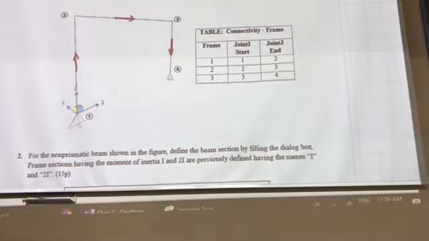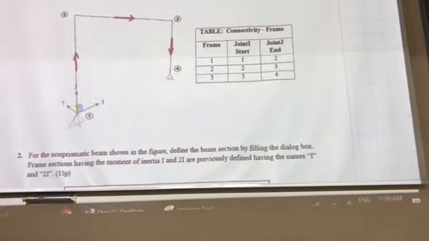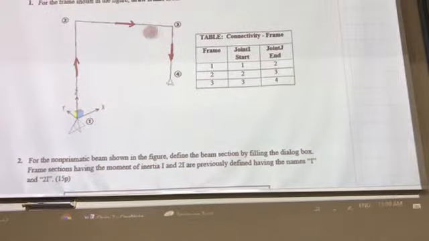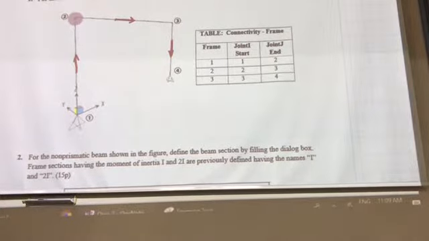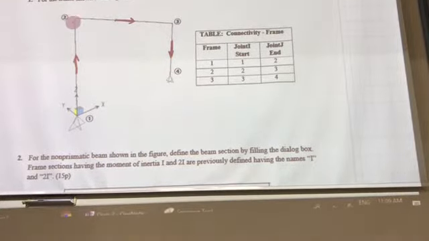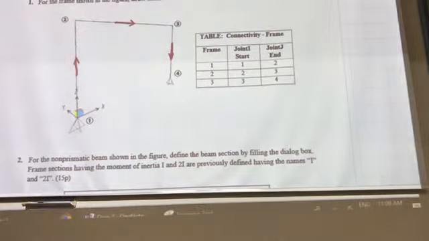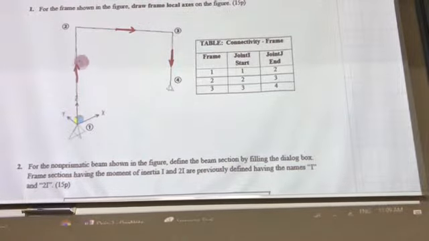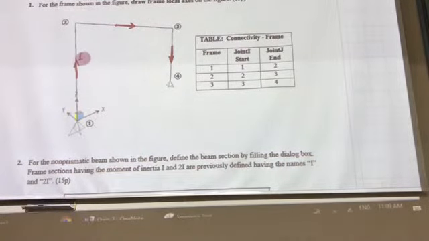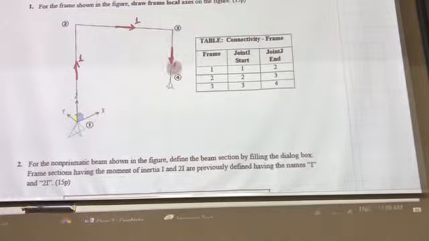Some students did this correctly, but most of you, for example, some of you showed me the joint local axes. I didn't want the joint local axes. I want the frame local axes. This is 1, this is 1, and this is axis 1.